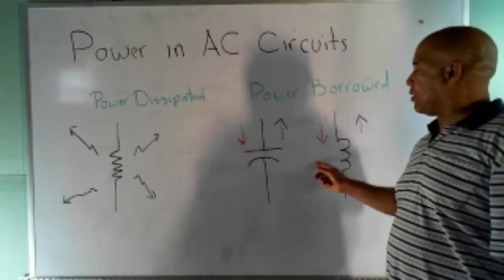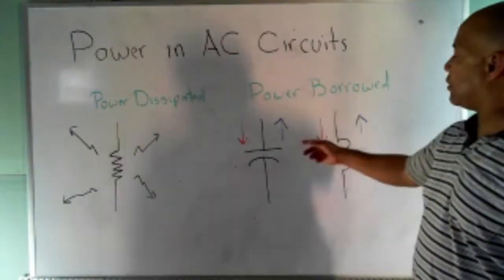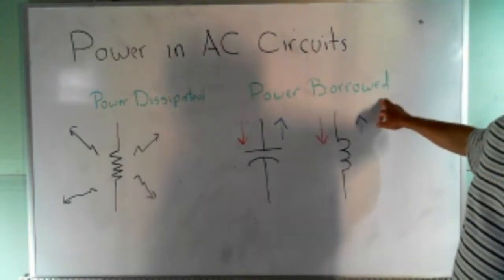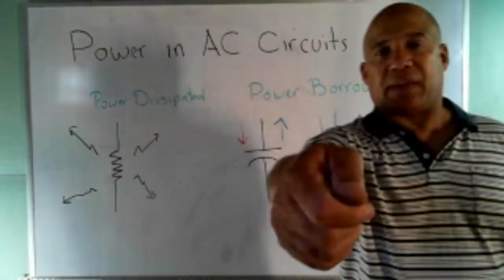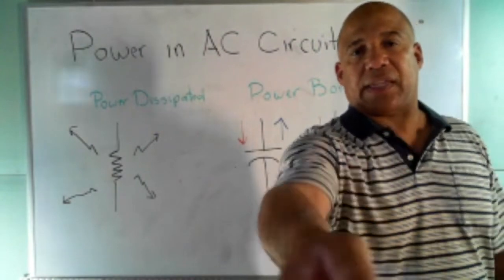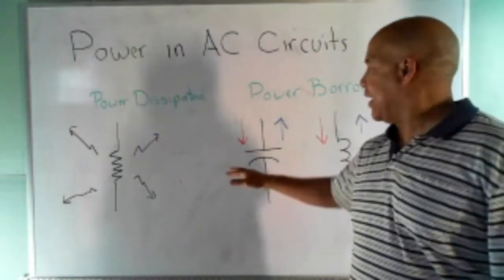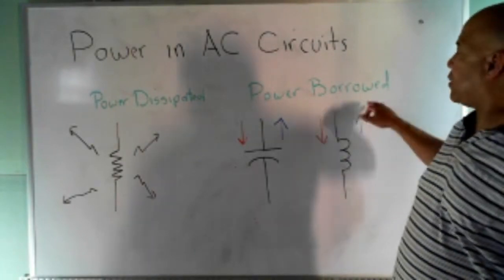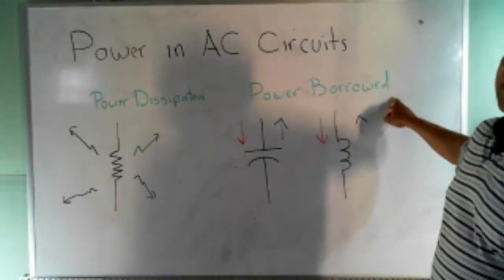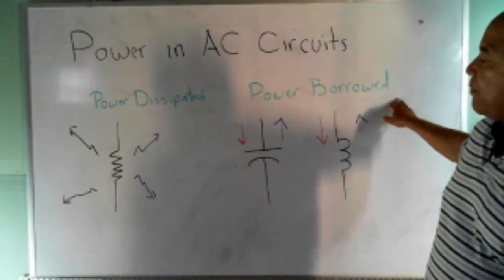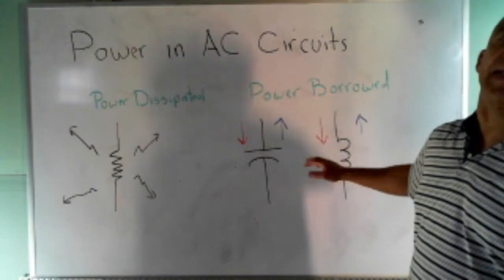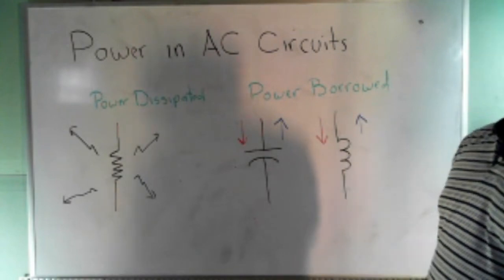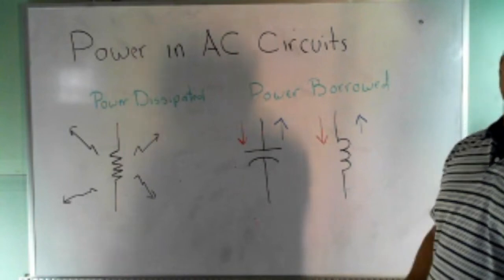I have the red arrows indicating energy flowing in and the blue arrows indicating energy coming back out of those reactive elements. I call that borrowed power. If I give you some money and then I take it back, you still have nothing. That's the way power is. The word dissipated means converted to heat. This is the big picture of where we're going: reactive elements cannot dissipate power. So that's the first takeaway. Reactive elements cannot take away power.